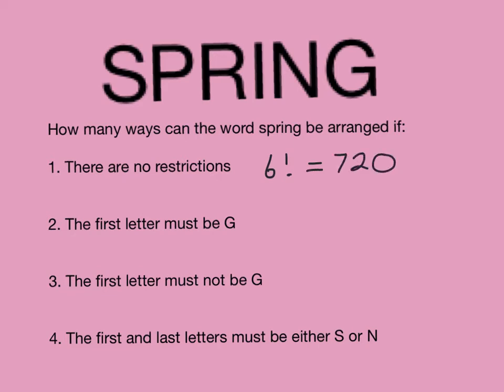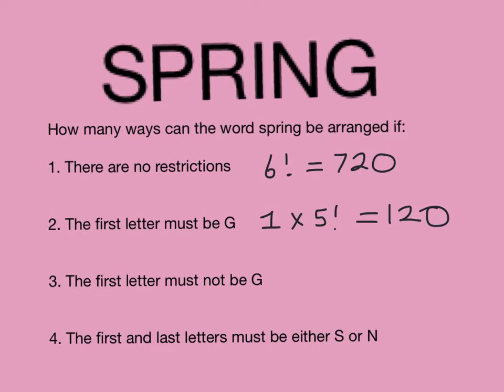The first letter must be G. So if the first letter must be G, then we know there's only 1 option for the first letter. But for the other 5 letters, any combination will do. So that's going to be 5 factorial. 1 multiplied by 5 factorial, which will give me 120.